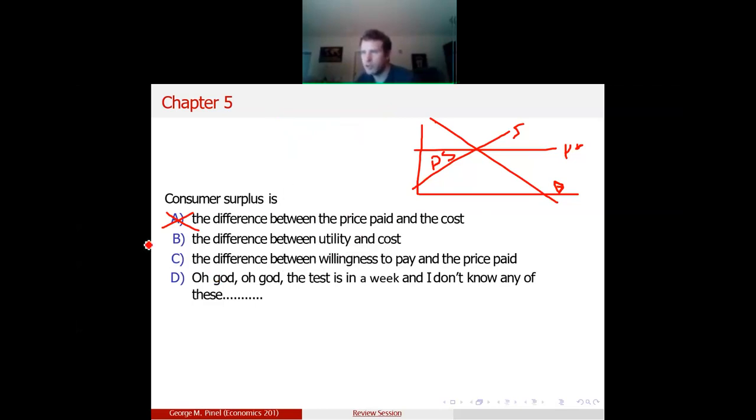What about the next one? The difference between willingness to pay and the price paid. Well, that seems right. Your willingness to pay is the demand curve, and the price paid is P star. So if I shade enough individual willingness to pays, we get this little area. We call that consumer surplus. So boom, we got the consumer surplus, winner, winner, chicken dinner. And obviously it's not D, though that might be true.